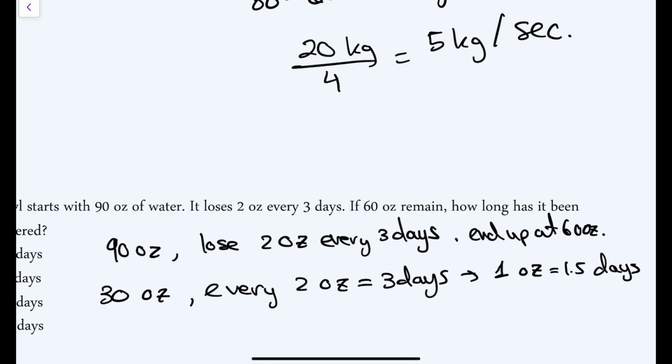Okay. So now we want to know how long it takes for 30 ounces. Well, if 1 ounce is 1.5 days, 30 ounces is going to equal 1.5 times 30, right? That's the scale factor multiplied by 30. So 45 days.